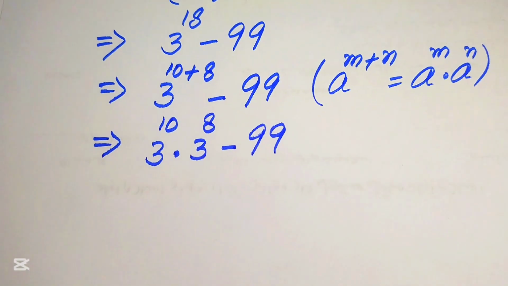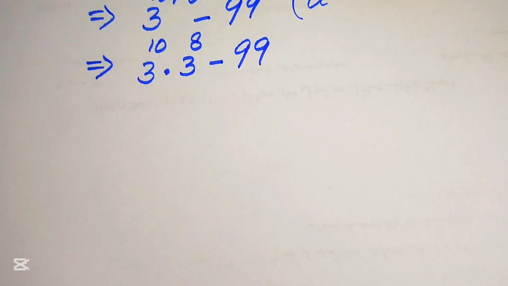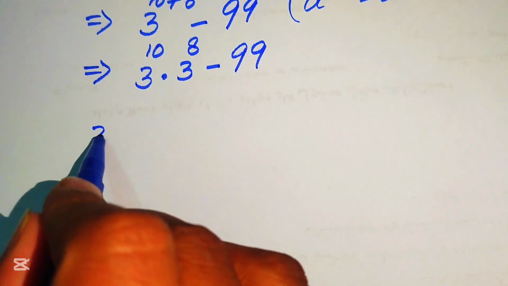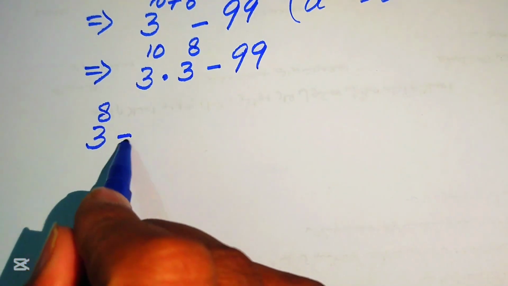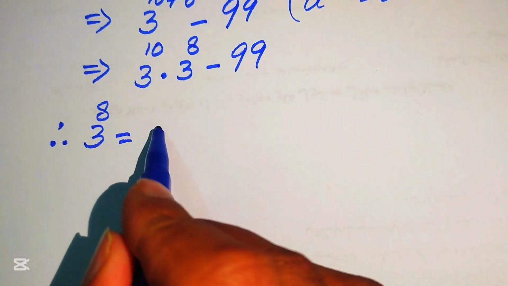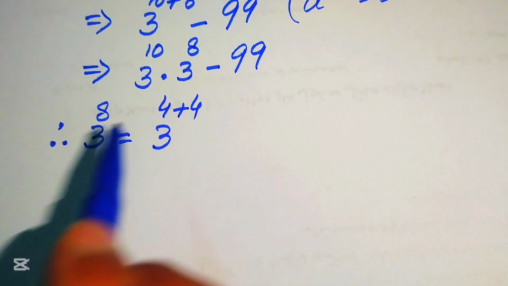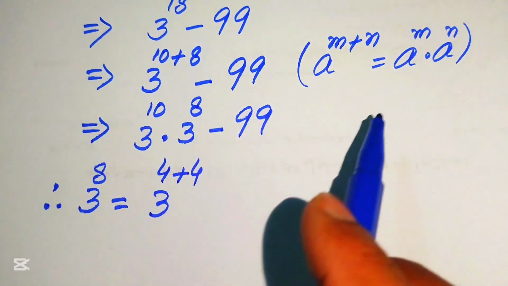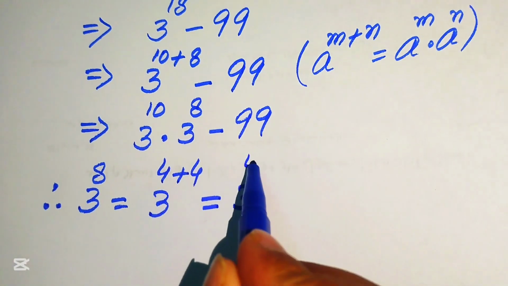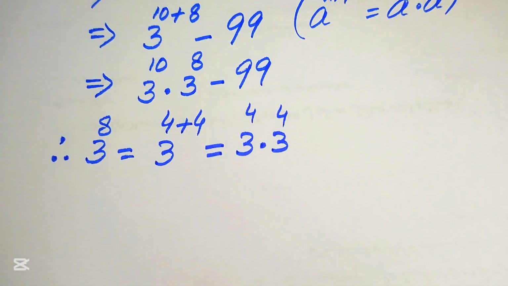In order to move forward, we first need to find the value of 3 to the power of 8 and 3 to the power of 10. First we find the value of 3 to the power of 8. We break its exponent, 8, and write it as 4 plus 4. Then we apply the exponent law again and write it as 3 to the power of 4 multiplied by 3 to the power of 4.